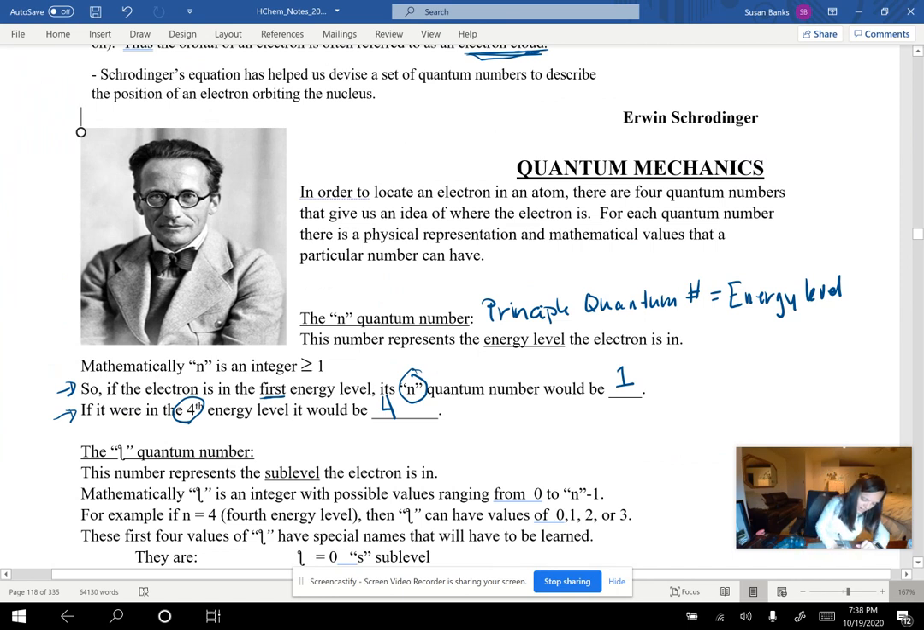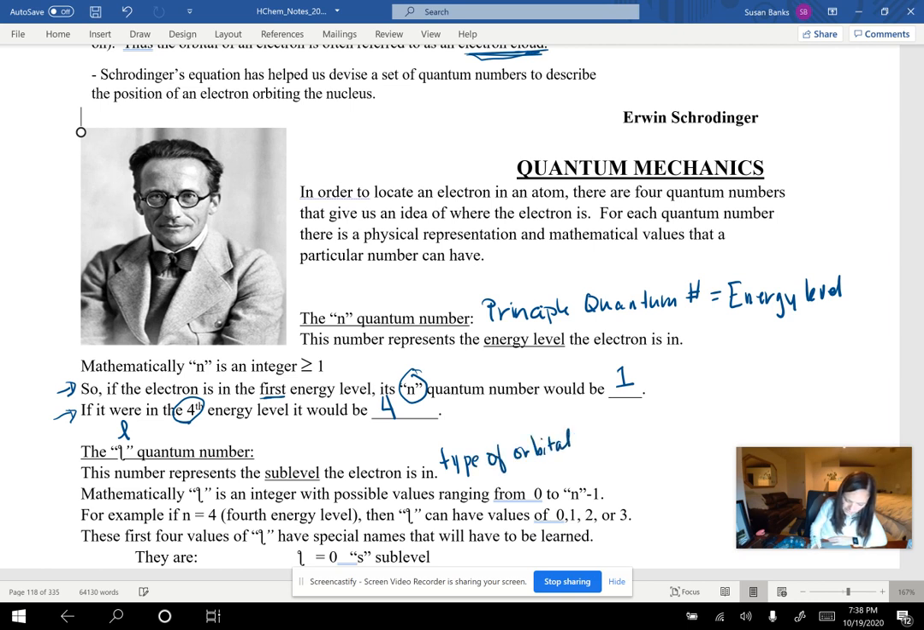Now, this is kind of a bad representation. It's L. We're going to use a cursive L. I need to find a better font. So the L quantum number is the sublevel that electron is in. It basically tells us the type of orbital that the electron is in. We have 4 main types of orbitals. We have s orbitals, p orbitals, d orbitals, and f.